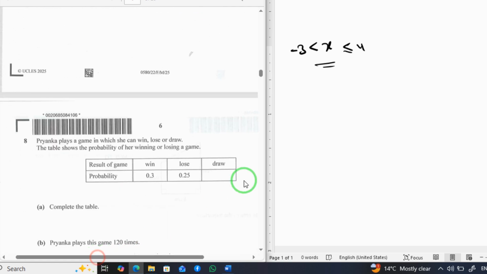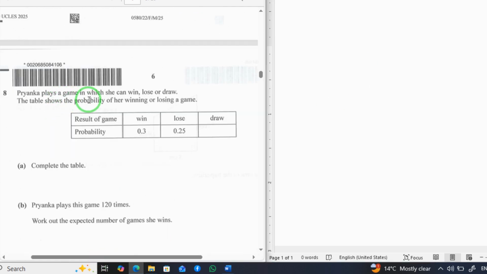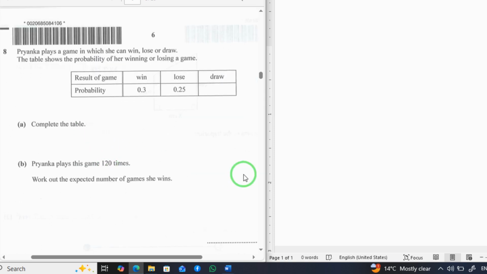Question number 8. Priyanka plays a game in which she can win, lose, or draw. The table shows the probability of her winning or losing a game. Result of game: win 0.3 probability, lose 0.25. First, complete the table. You should find the draw. Draw means equal here. So how should we complete the table?